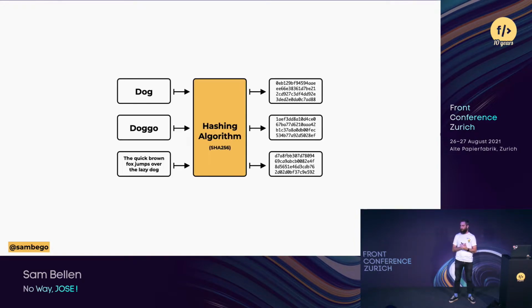So if we look at a little example, we have a hashing algorithm, SHA-256 in this example. We have 3 inputs: dog, doggo, and the quick brown fox jumps over the lazy dog. They all have a different length, but the output is always going to be the same length, 256 bits. And this is what a hashing algorithm does. It's a one-way function, takes any arbitrary size as input, and you will get the same length output over and over again.